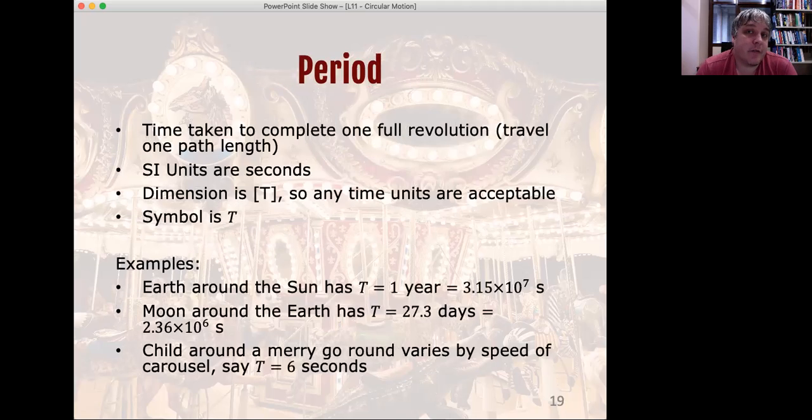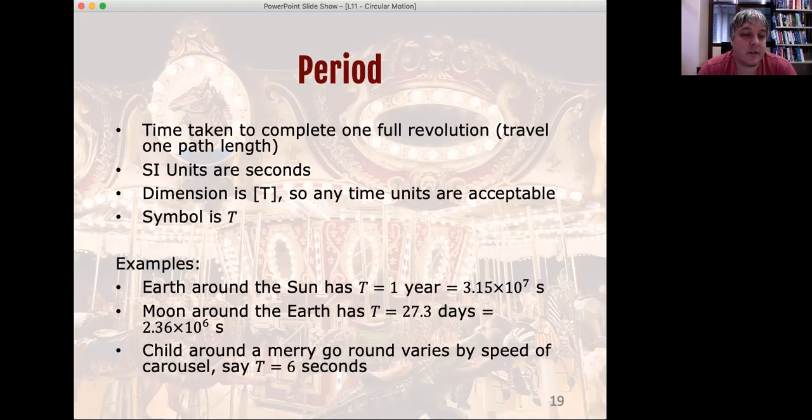The next bit of information is the period. The period is the time taken to complete one full revolution. So travel from one point on that path all the way around the path back to where you started. So one path length. It's a time, so the SI units are seconds, dimension is T, any time units are acceptable, and the symbol we use is capital T. That's a very common symbol for period, so do stick to that one. We will need it again when we look at simple harmonic motion or oscillations, vibrations later on in the course. So period is capital T.